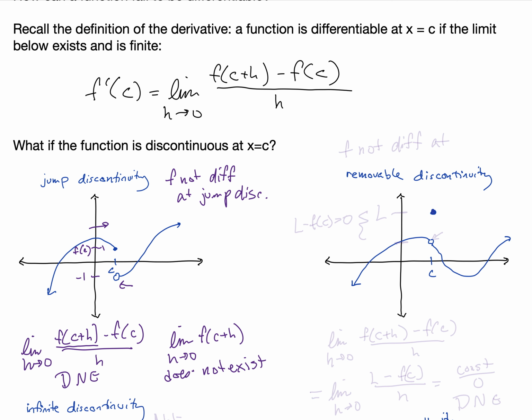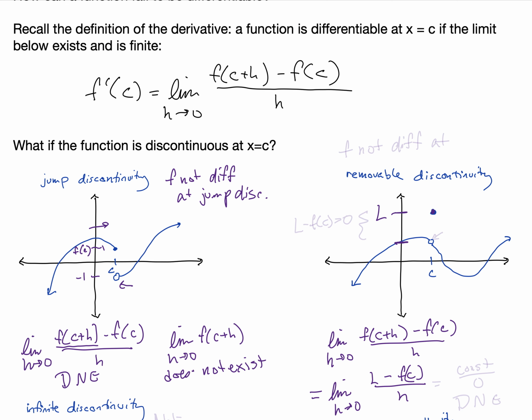That's a place where there's a hole in the function, and either that hole is plugged at a different point, or f of c just does not exist. Again, let's think about the limit as h goes to 0 of f of c plus h minus f of c, divided by h. In this case, the issue is that the limit does exist, but it is far away from f of c itself. So this is equal to the limit as h goes to 0 of whatever this limit is, let's call it L, minus f of c, divided by h.